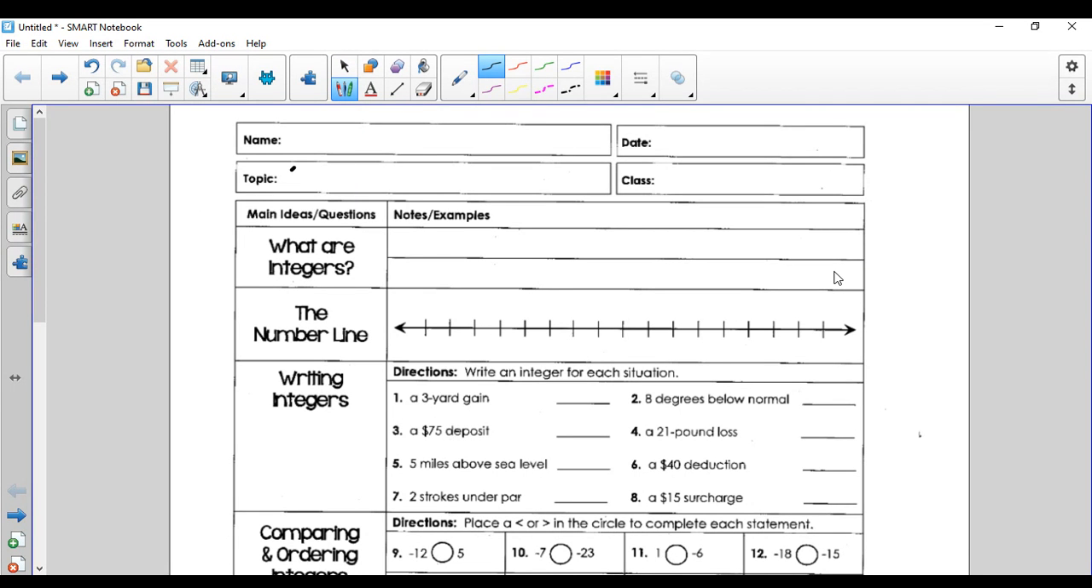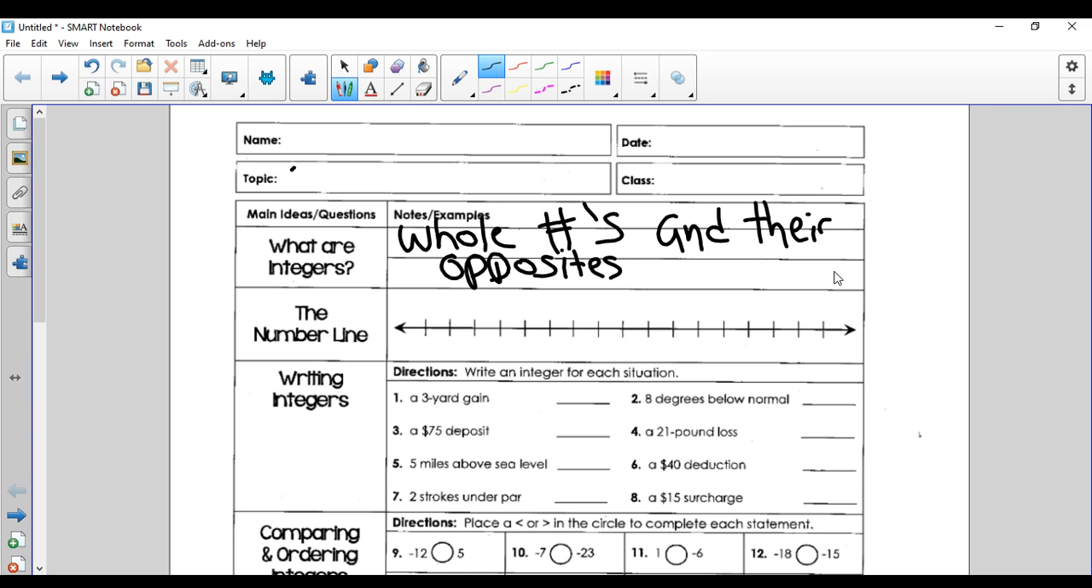So, what are integers? Integers are simply whole numbers. I'm going to put a number sign just because it's easier, and their opposites. So, what that means is really all positive and negative numbers that are whole numbers. So what that might look like on the number line, so you have 0, 1, 2, 3, 4, 5, -1, -2, -3, -4, -5, and so on.